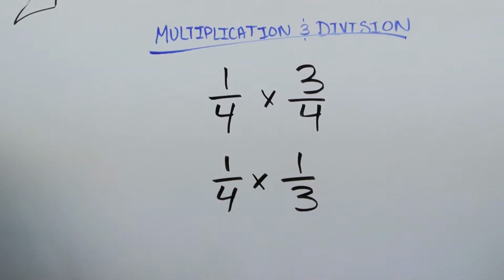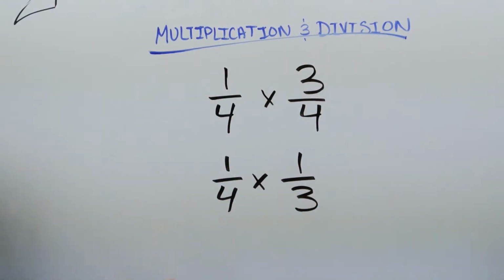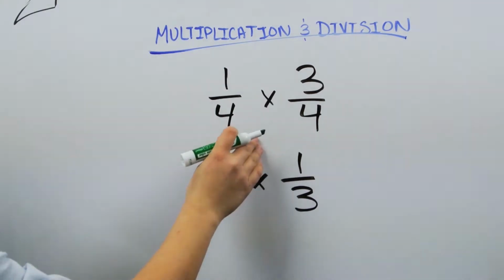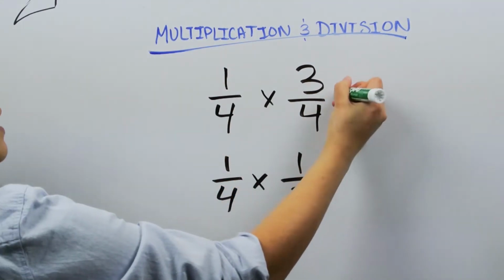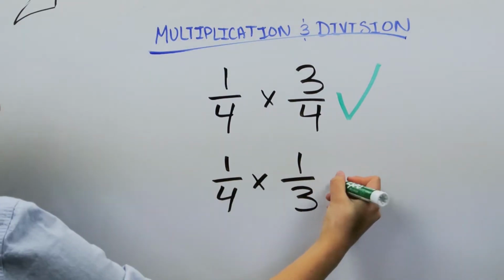However, even if denominators or numerators are completely different, fractions can always be multiplied and divided. Multiplying or dividing 1/4 by 3/4, for instance, is fine. So is multiplying 1/4 and 1/3.